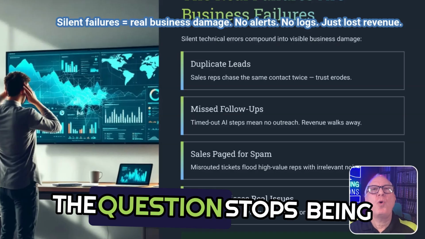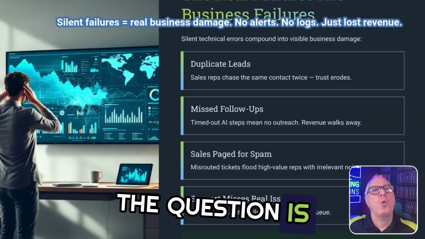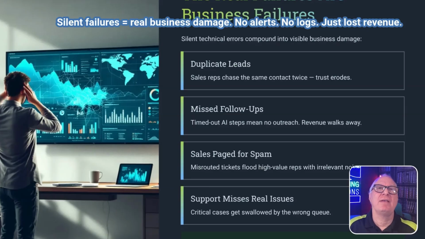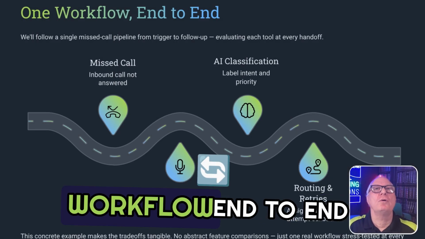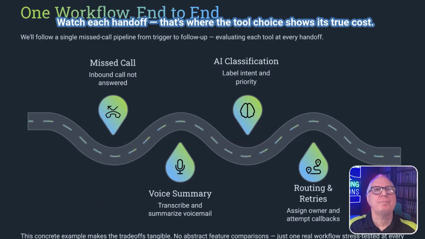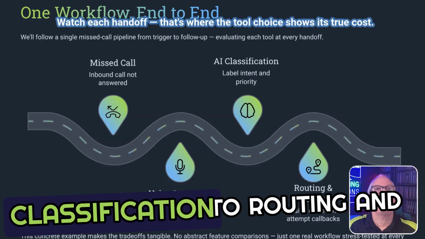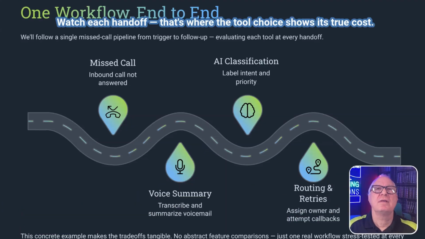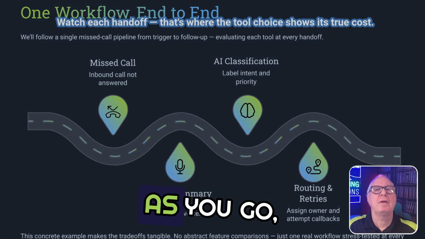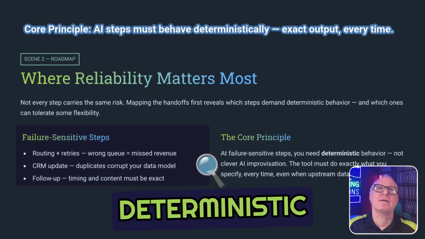At that point, the question stops being which tool is fastest. The question is, which tool keeps behaving when the workflow gets messy? I'm going to walk one workflow: missed call to voice summary, summary to AI classification, classification to routing and retries, then CRM update and follow-up. As we go, pay attention to the moments where you need the system to be deterministic.